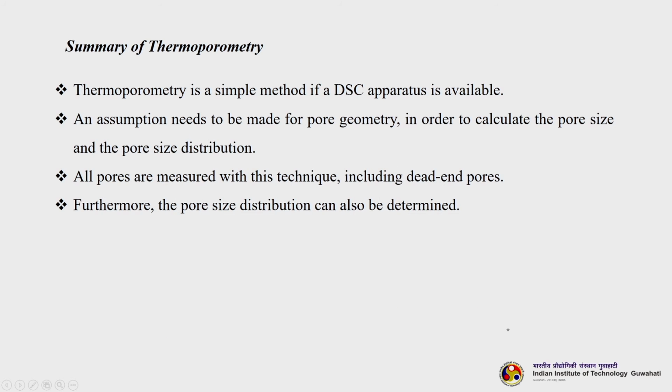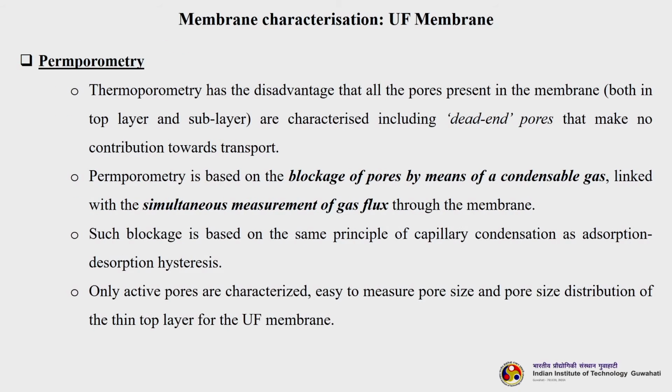So, in summary, thermoporometry is a good and very reliable method, if we have a DSC apparatus. An assumption needs to be made for the pore geometry in order to calculate the pore size and pore size distribution. All pores are measured, including the dead end pores, which is probably one of the disadvantages, and the pore size distribution can also be measured. So, the next method is permporometry.